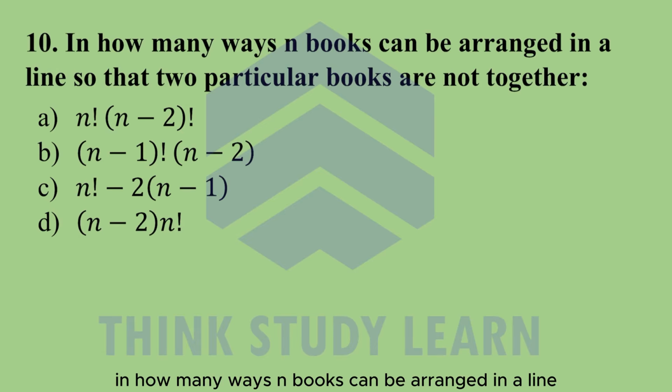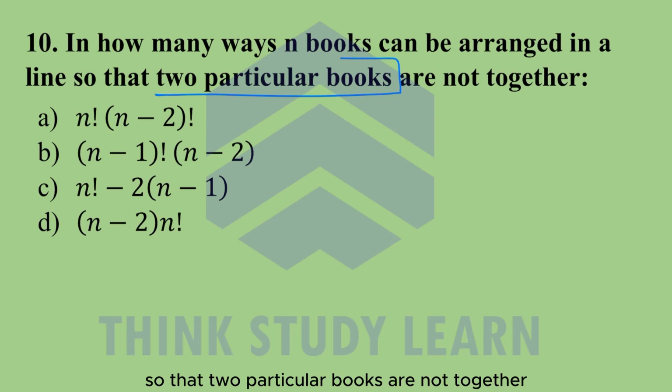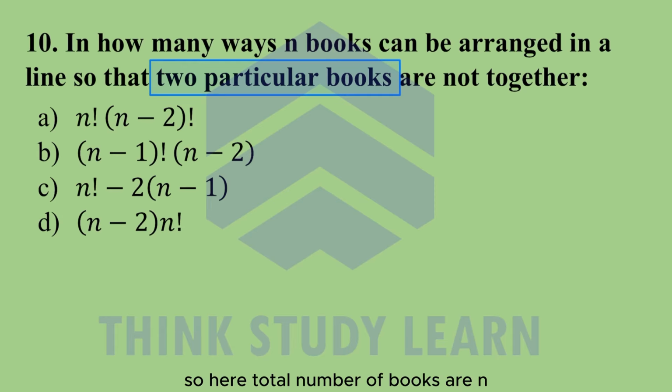In how many ways can n books be arranged in a line so that two particular books are not together? So here the total number of books is n, and we have to make total arrangements.